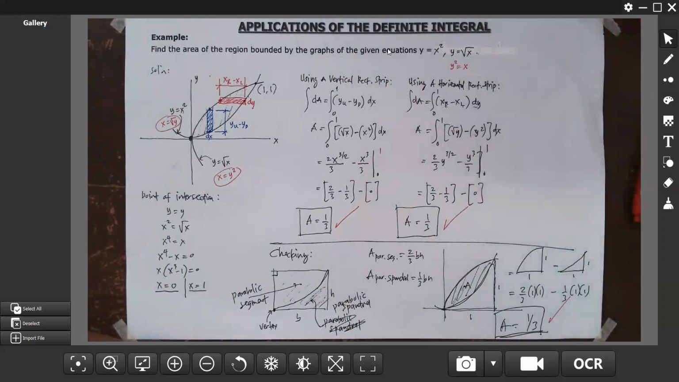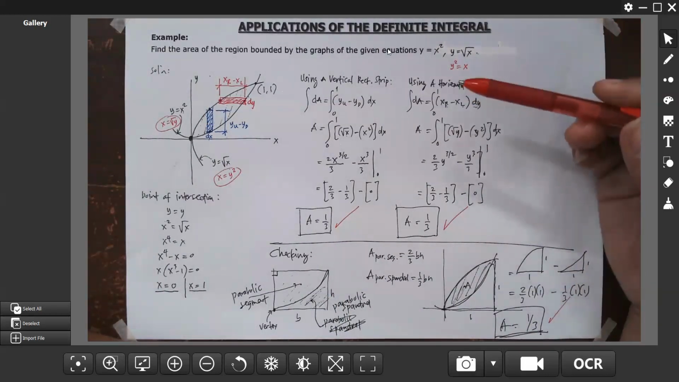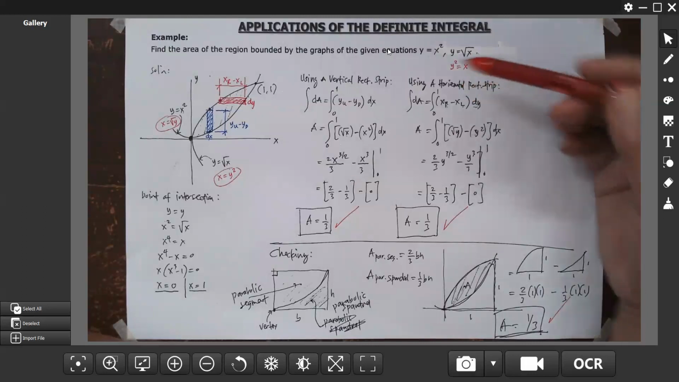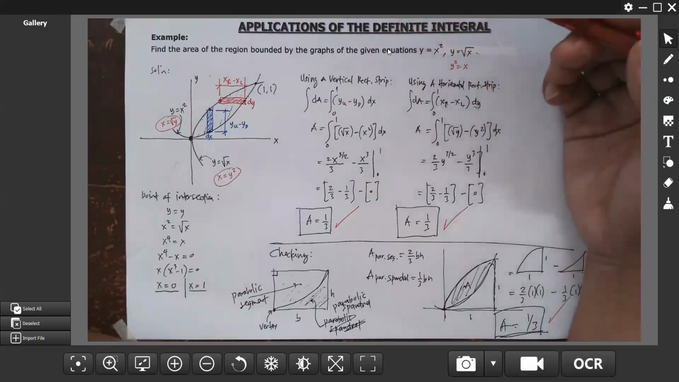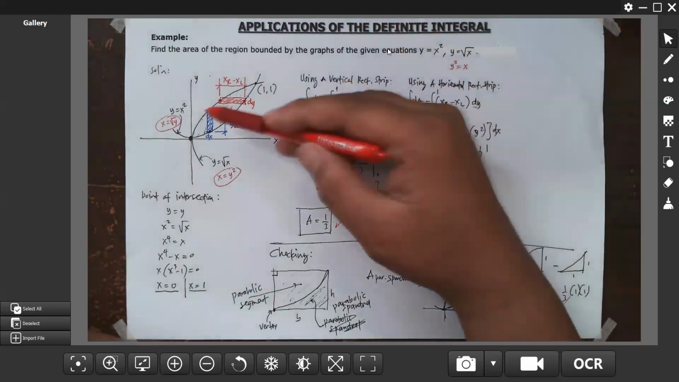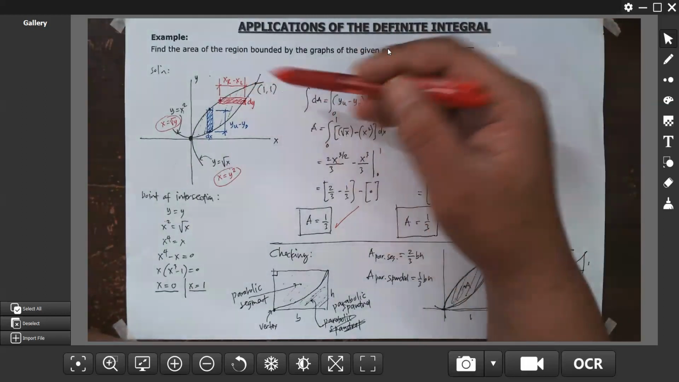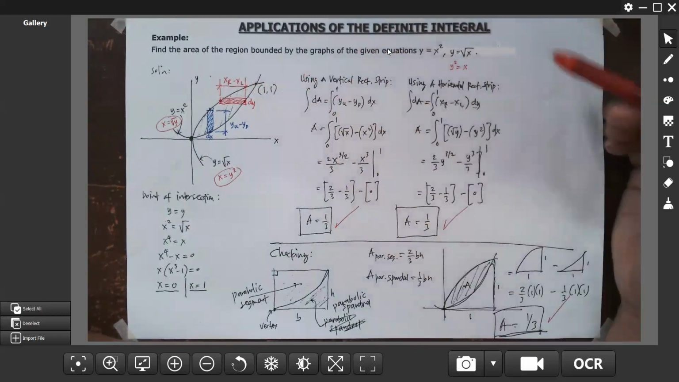I hope that you have learned something. And in this style of solving for the area, I am not using f of x and g of x. I'm using the notation up and down for a vertical strip and right and left for a horizontal strip.